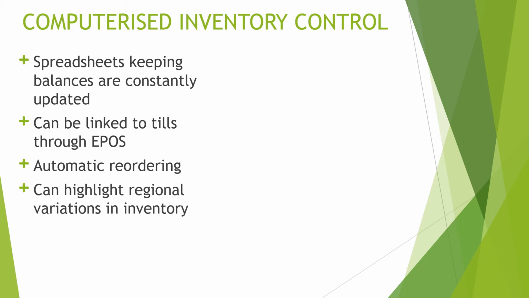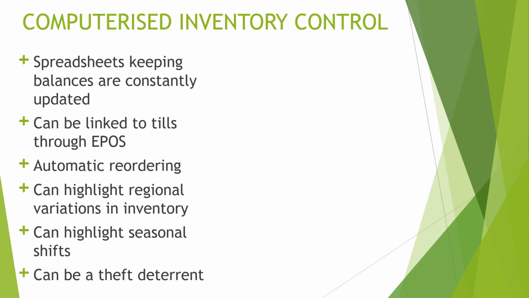The next one there is it can highlight regional variations in inventory. Inventory might sell better in some areas than others, or worse in some areas than others. So it may be, for example, some of your luxury products may not sell in areas where there's maybe a bit more deprivation or whatever. So it can show you that maybe those levels require lower inventories being held in that particular branch compared to other ones where you maybe need to hold higher levels of inventory. And it also highlights seasonal shifts as well. Certain areas or certain countries, for example, may find that at certain seasons more of a product sells than others, and that's quite important too.